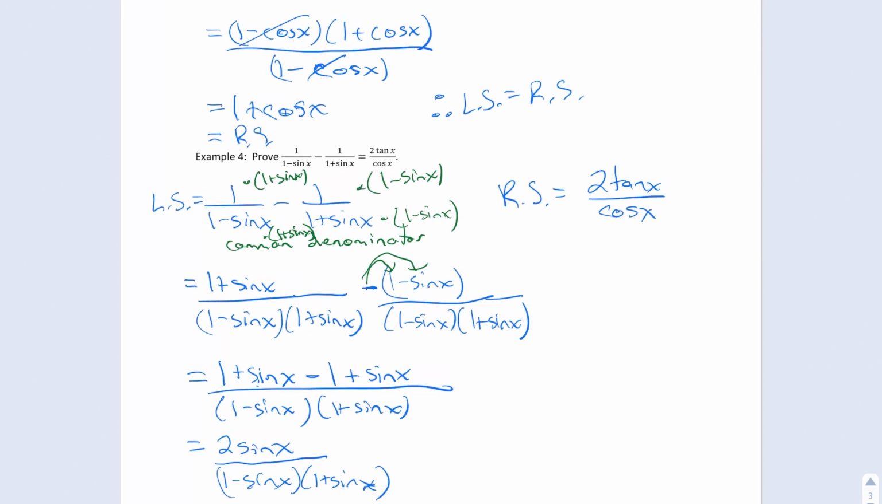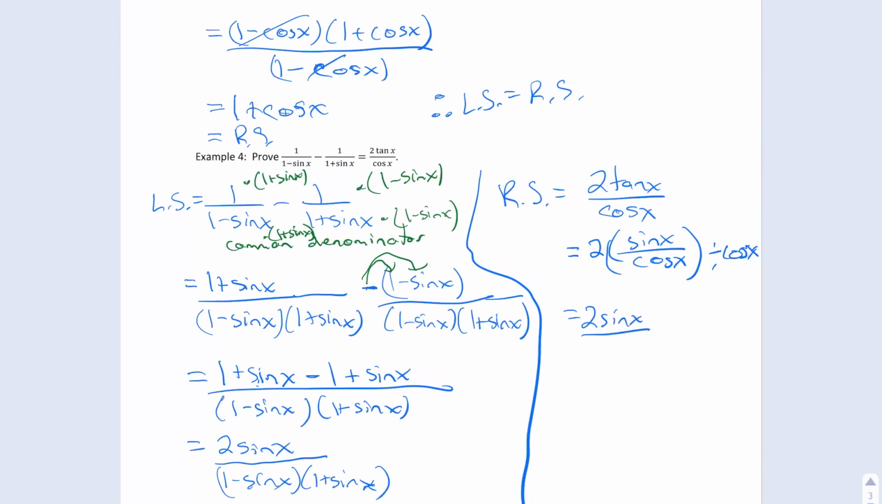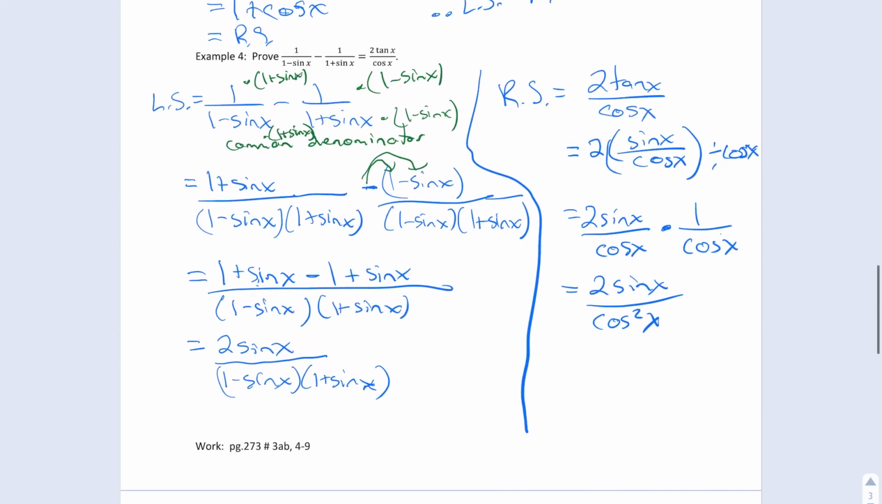At this point, it's not obvious what to do, in my opinion, but what I can do is go to the right side. I'm just going to break this off. Because I have a tan x, I'm going to replace that. So let's see what happens when I do that. I've got 2 times sine x cos x, and that's going to be divided by cos x. I'm going to write it this way because it's easier to work with. So I end up with 2 sine x over cos x, times 1 over cos x. Then I can simplify that, so I get 2 sine x over cos squared x. So that helps a little bit.